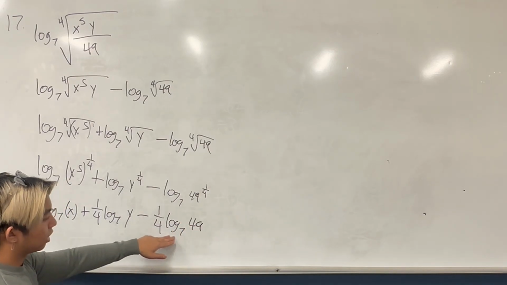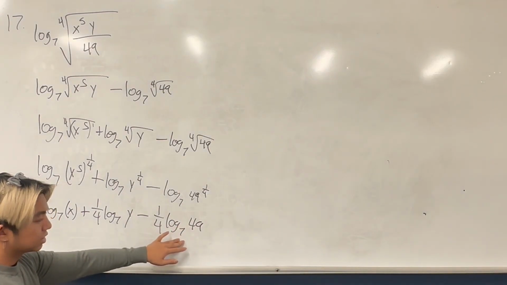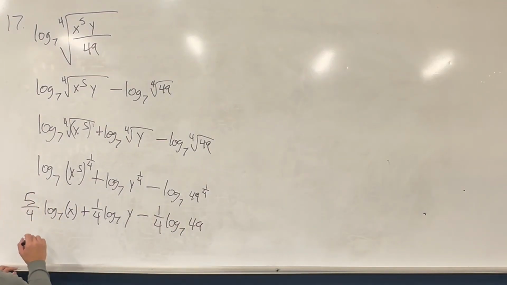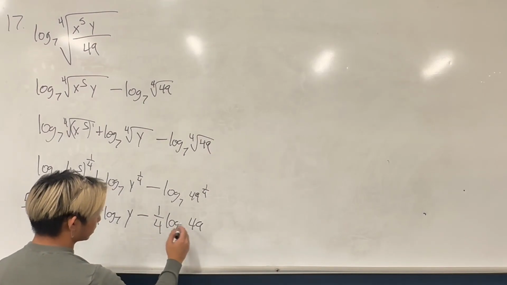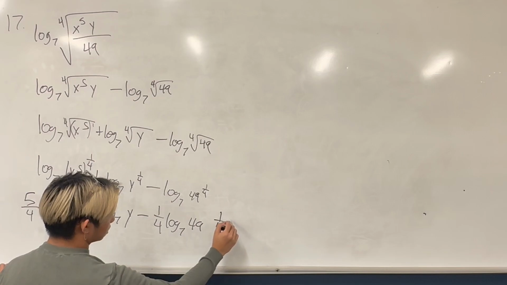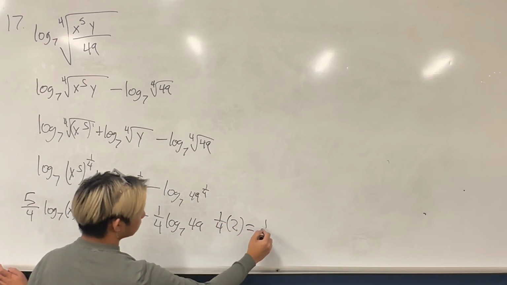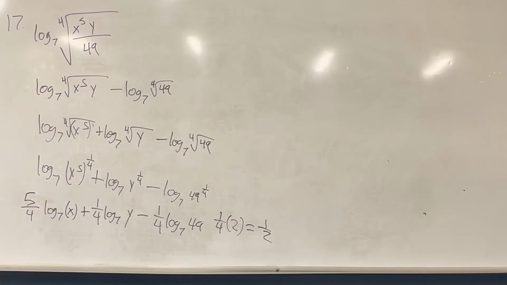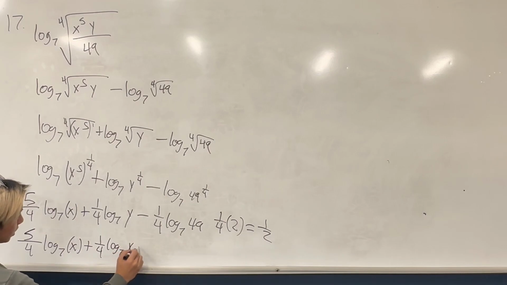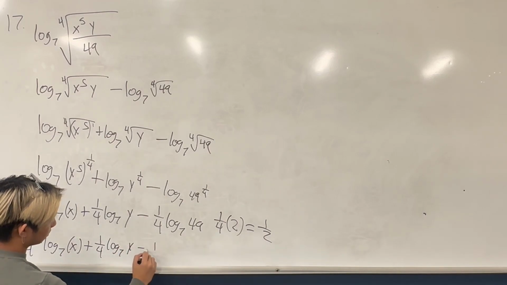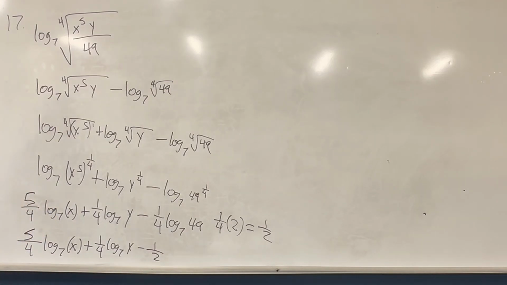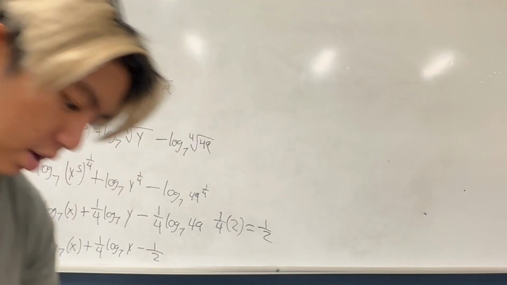And here we have log base 7 of 49. This can just simplify to 2. So this is 1/4 times 2, and if I multiply, this becomes 1/2. Yeah, that looks about right. So if I write this out again: 5 over 4 log base 7 of x plus 1/4 log base 7 of y minus 1/2. Let me double check the answers here. Number 17, yes, that is right.